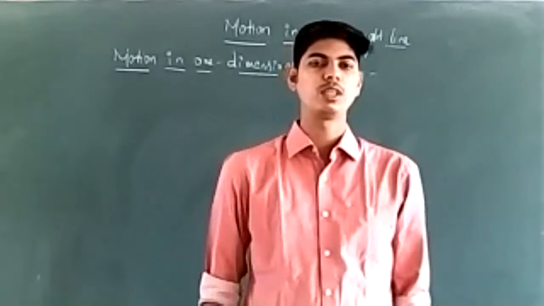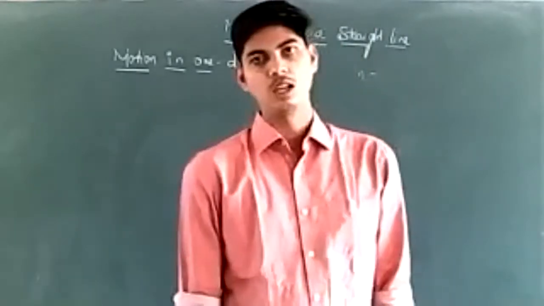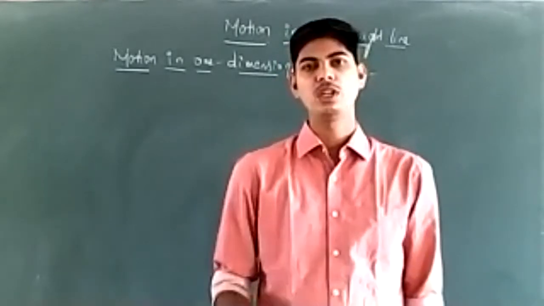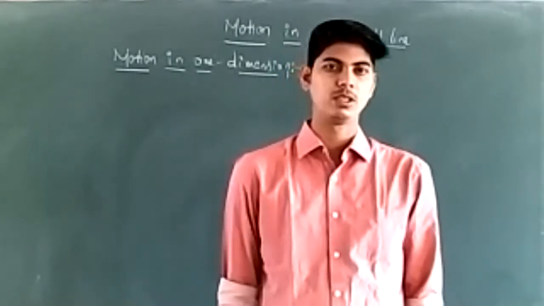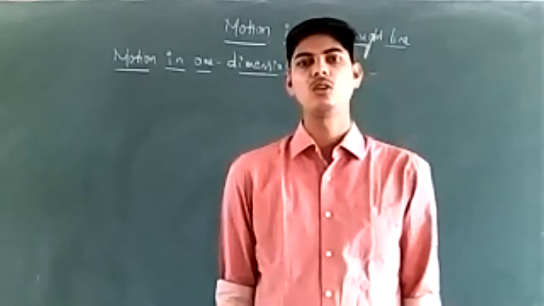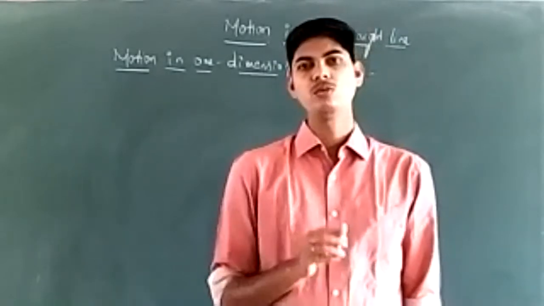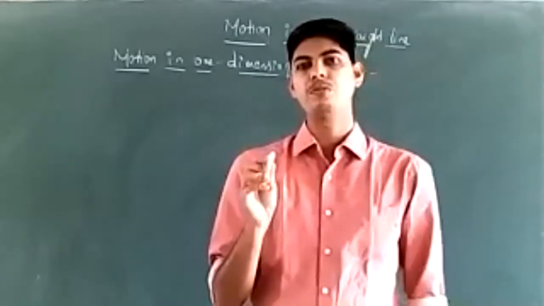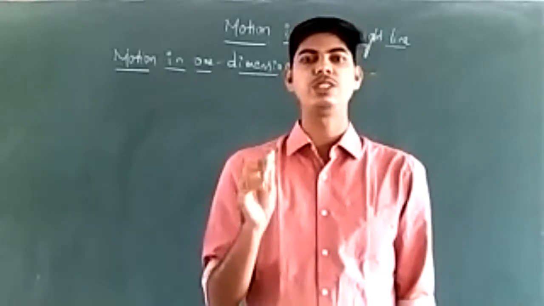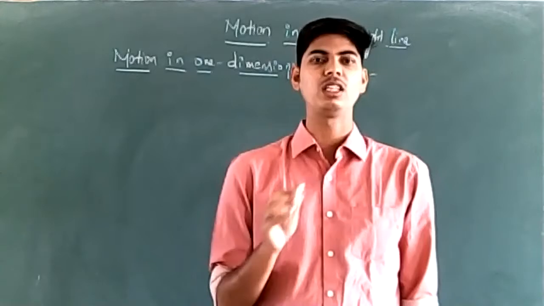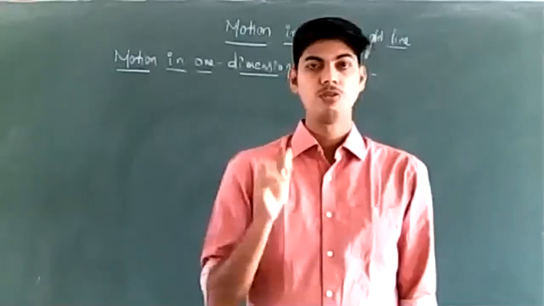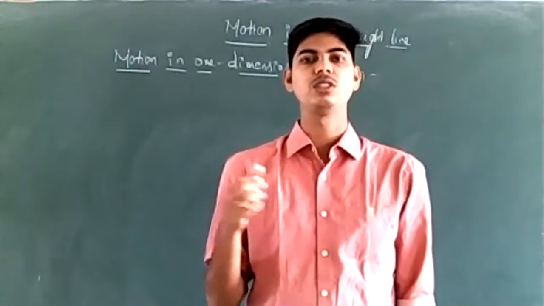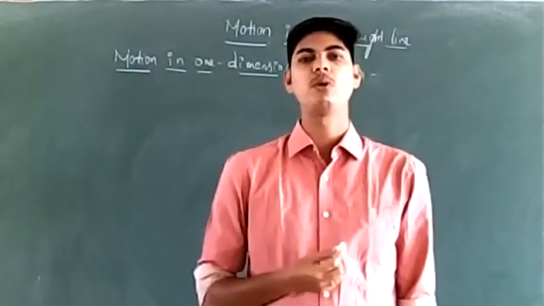Also, I have told you about the types of motion. There are basically three types of motion: motion in one dimension, motion in two dimensions, and motion in three dimensions. And I was telling you about motion in one dimension. See, what is motion in one dimension? When only one position coordinate of a particle changes with time, then we say that the body has one dimensional motion.